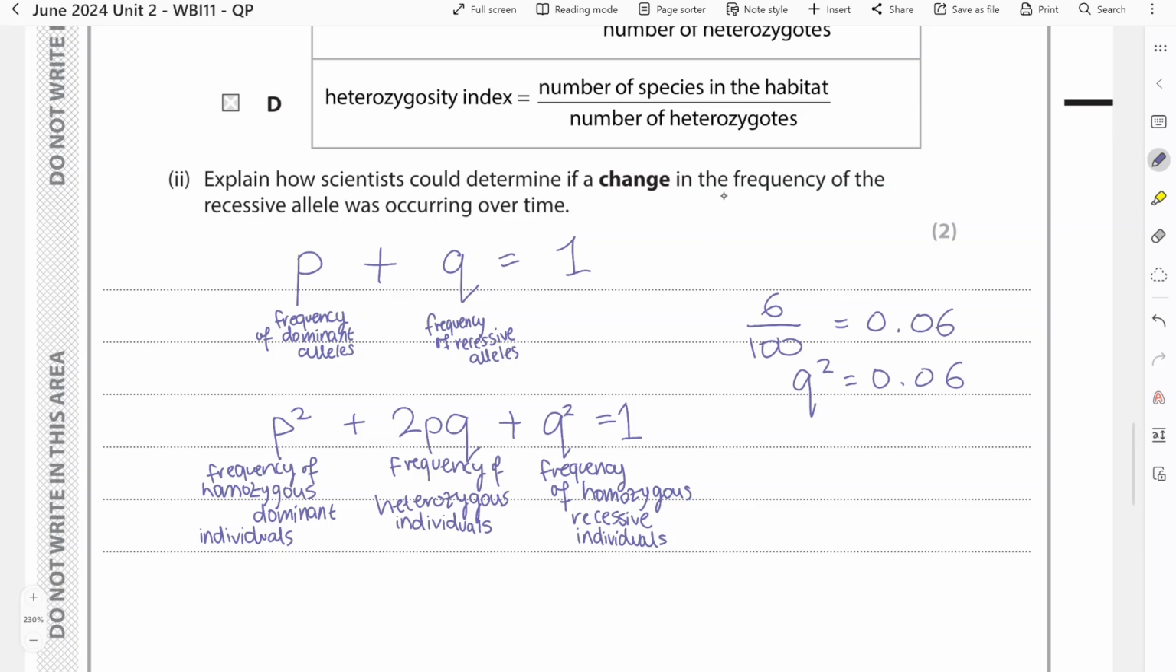And then we want to find the frequency of recessive alleles, so we would just square root this to get q. In this case, it'll be like 0.245. And then because the scientists want to determine whether or not there's a change in the frequency of recessive alleles, what they could do is repeat this process over time. So let's say every 6 months or every year, and then afterwards, compare and see if there are any changes.